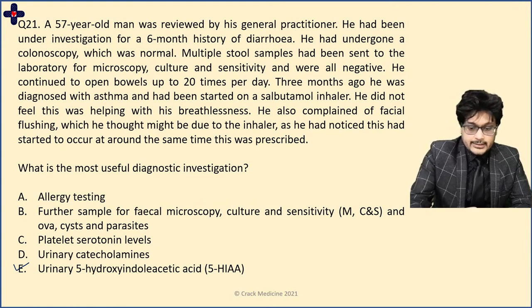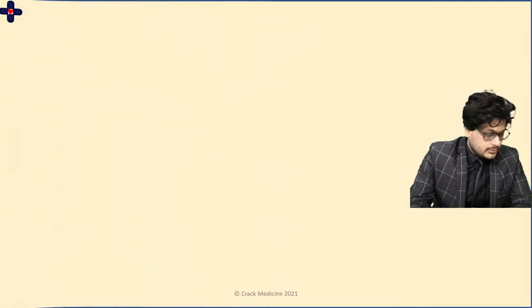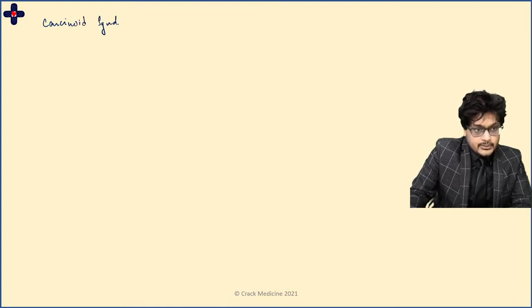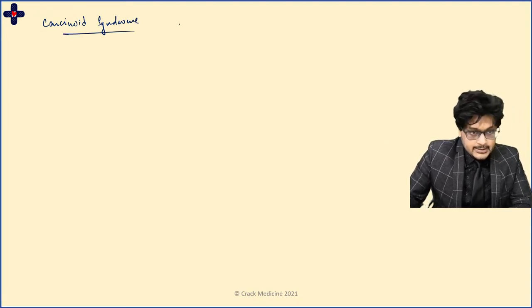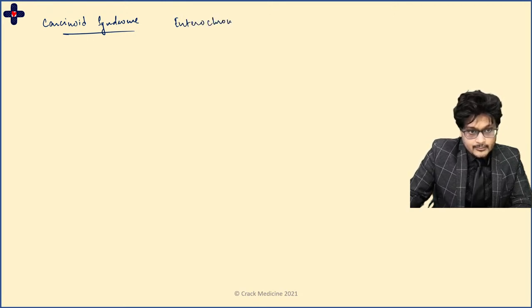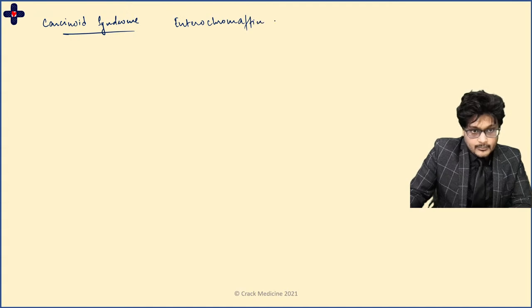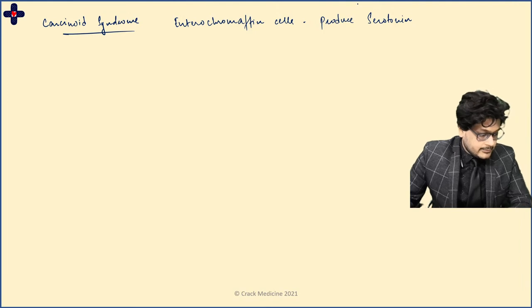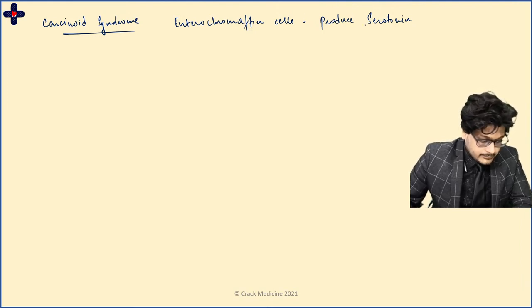Yes, Dr. Pawan, you're right as well. So what you need to remember about carcinoid syndrome, we have discussed this somewhere else, I remember, but that's okay. These arise from the enterochromaffin cells of your intestine. They produce serotonin. This is metabolized in your liver.